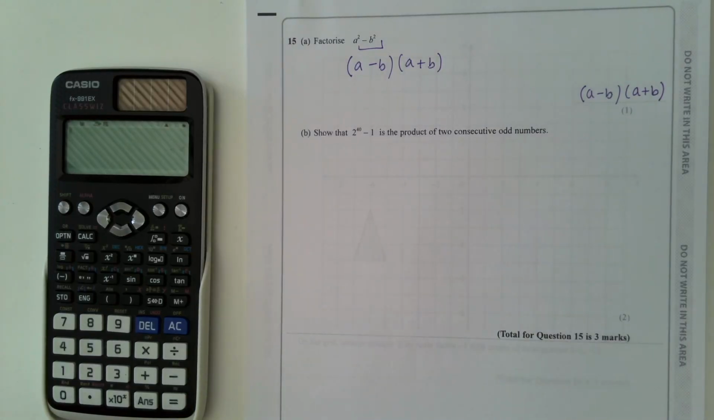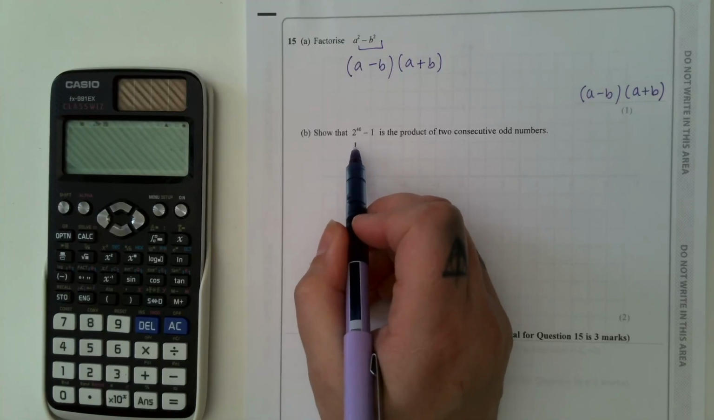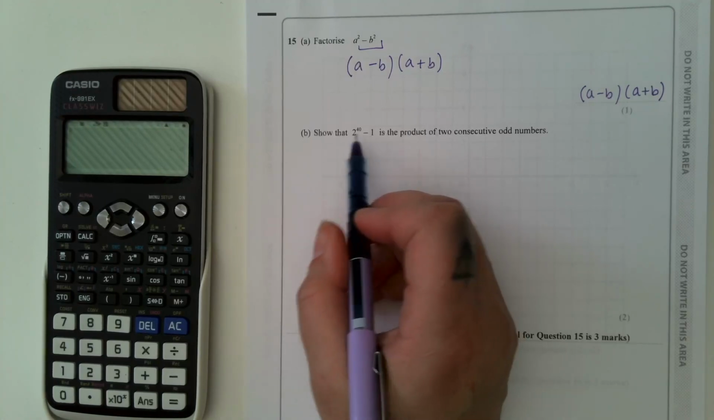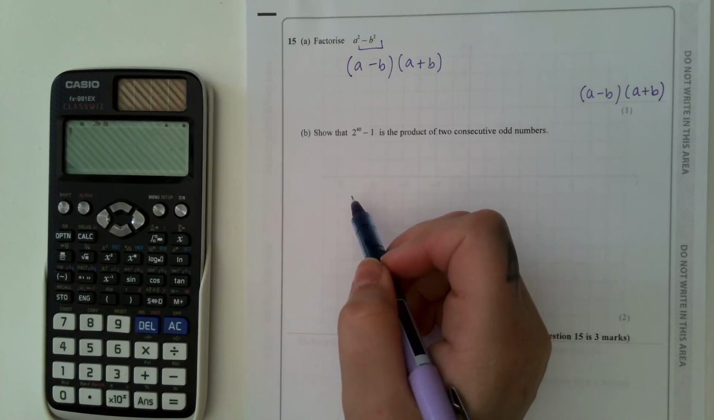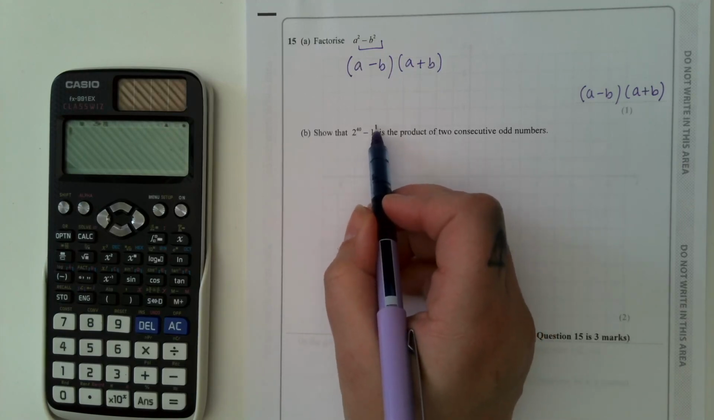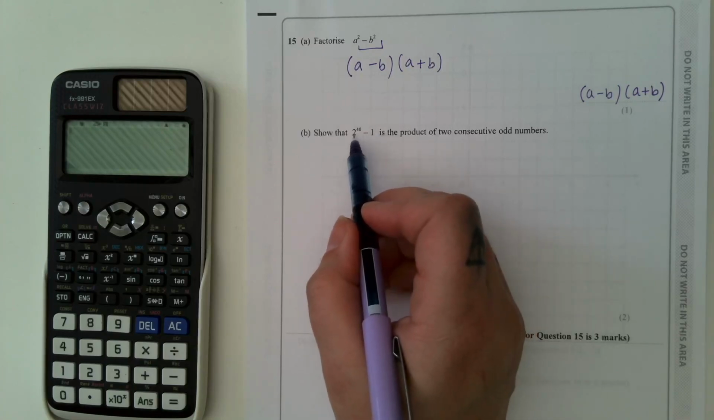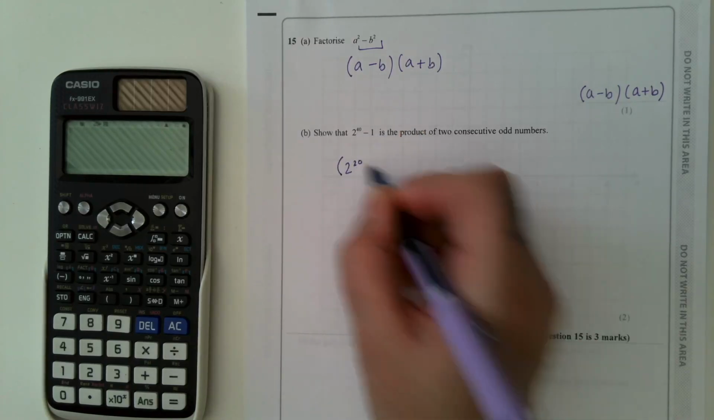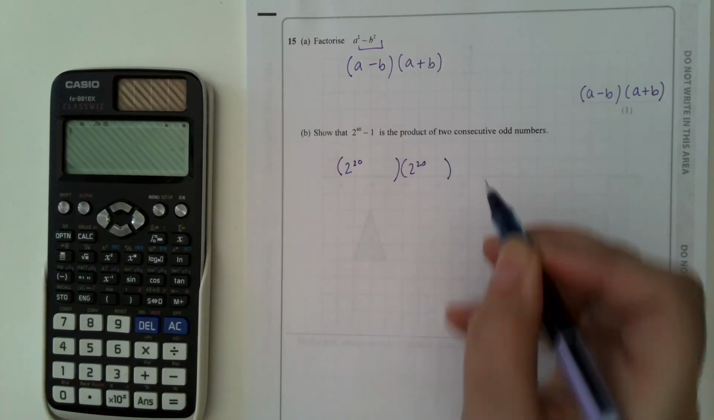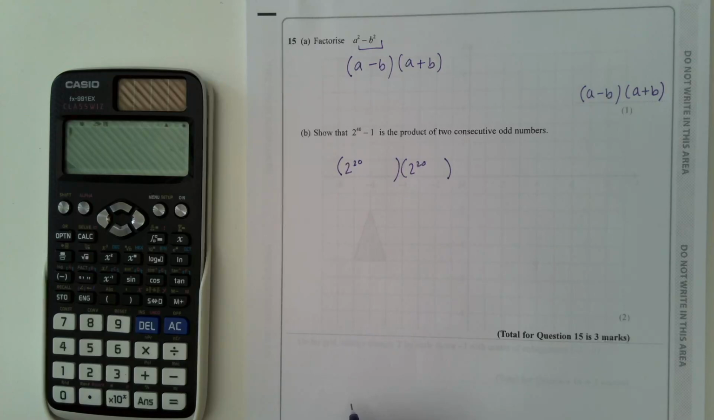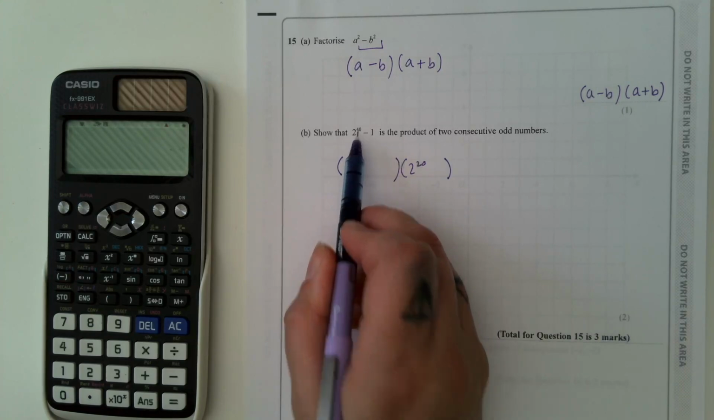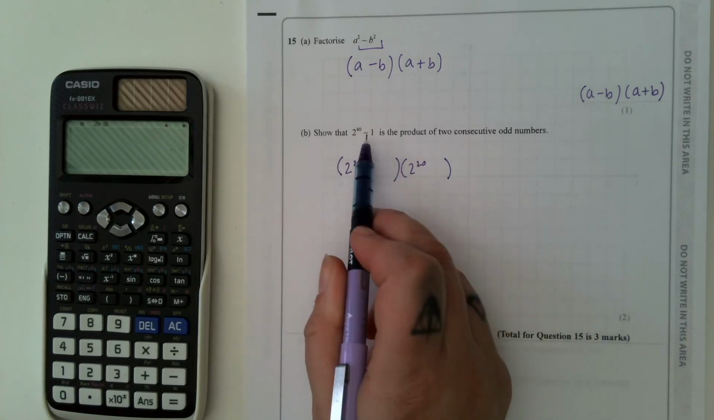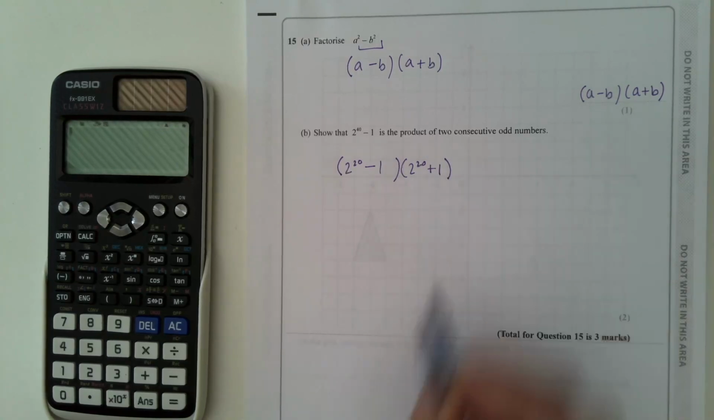Part B, show that 2 to the power of 40 subtract 1 is the product of two consecutive odd numbers. Again, even though it doesn't look like it, this is the difference of two squares, because 2 to the power of 40 is a square number, and 1 is a square number. And by that I mean that 2 to the power of 40 could be written as 2 to the power of 20 squared. Because remember, when we're multiplying and the base numbers are the same, we add the powers. So 20 plus 20 would give us that 40, which is why it's a square. And then we'd have a -1 and a +1.